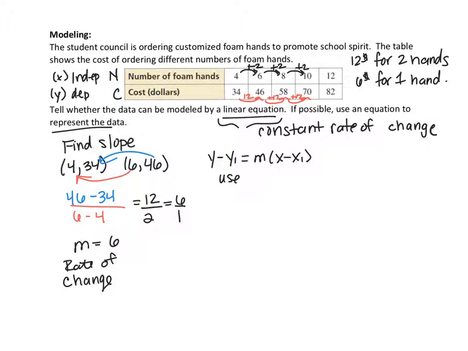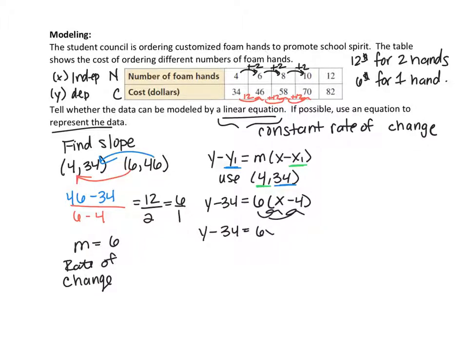So we're going to plug in the things that we know. Let's use the point (4, 34) as our (x1, y1). So we have 34 going in for our y1, so y minus 34. We already found out that our slope is 6. And then our x1 is going to be 4. So to simplify this, distribute the 6. So y minus 34 is equal to 6x minus 24.